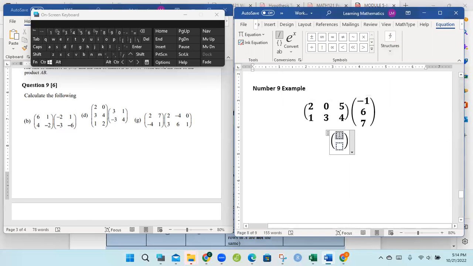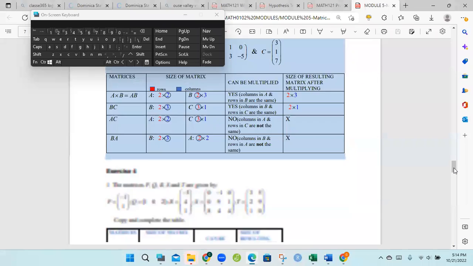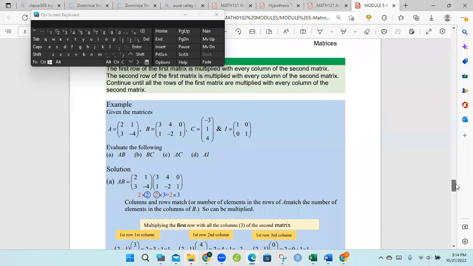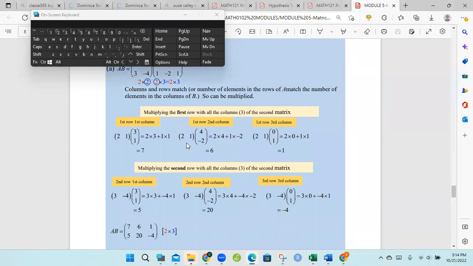Now, remember when you multiply matrices, you have to do some addition also, just to get one number. Here is an example. Just to get one number, you have to multiply and add. This is a 1 by 1. One row, one column, 1 by 1. This is missing the brackets.